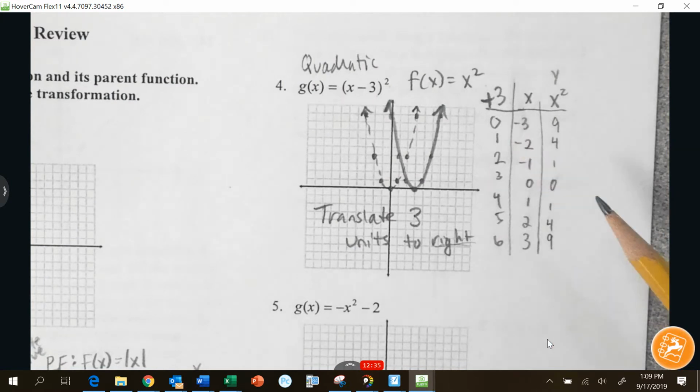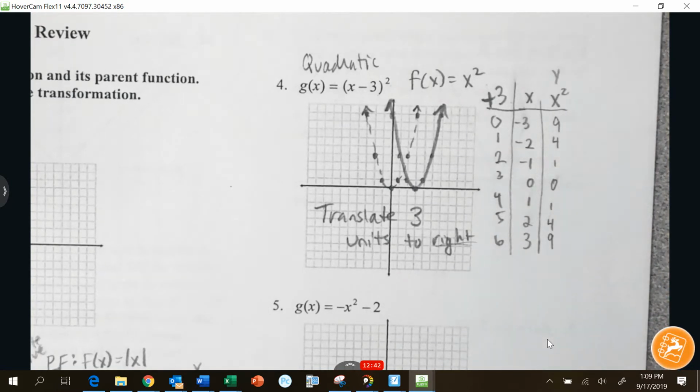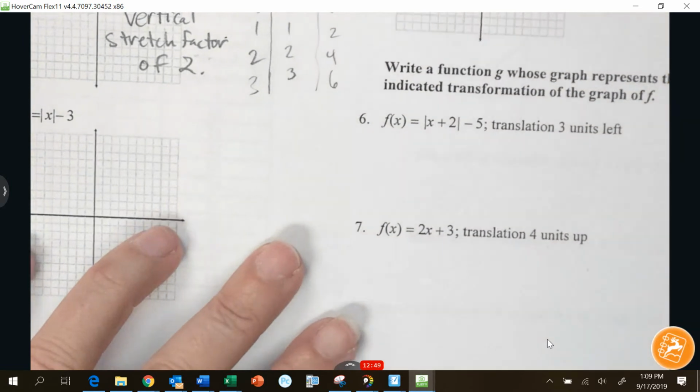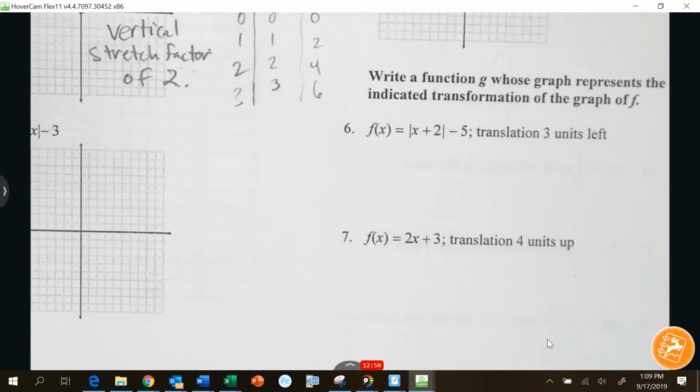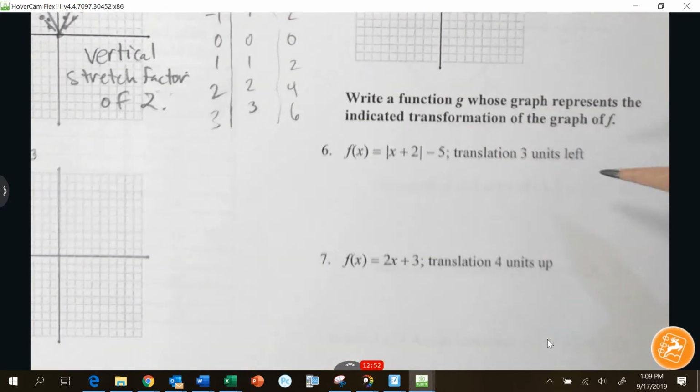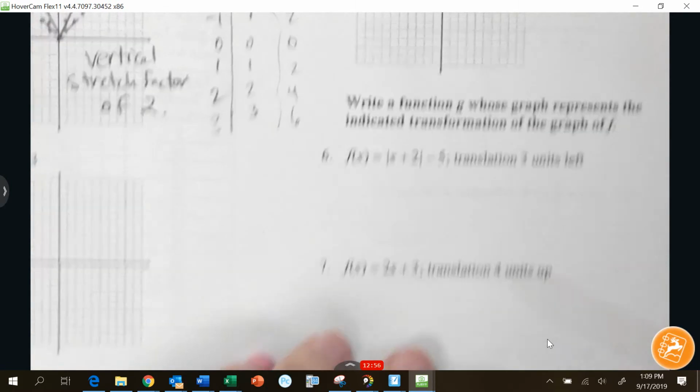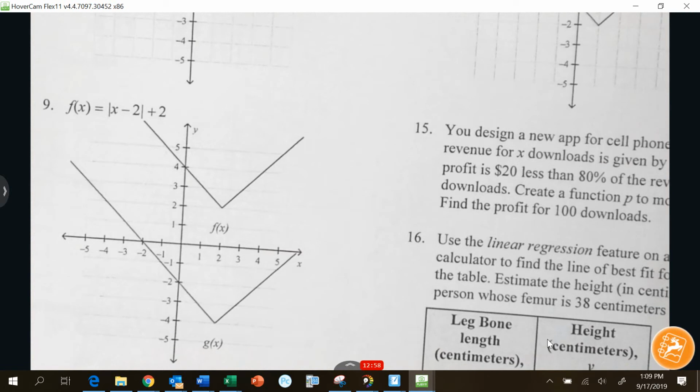Again, I did not need a table for that, but if it helps you to use a table, then use a table. We're going to be using tables a lot coming up when we get to harder stuff. And then the last thing that a lot of people were asking questions about yesterday that I'd like to review is writing the equations. I'll look at which ones are here real fast.